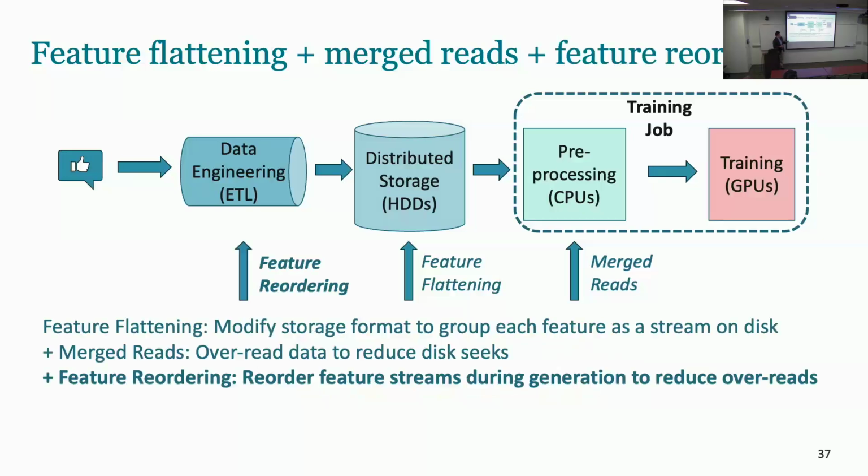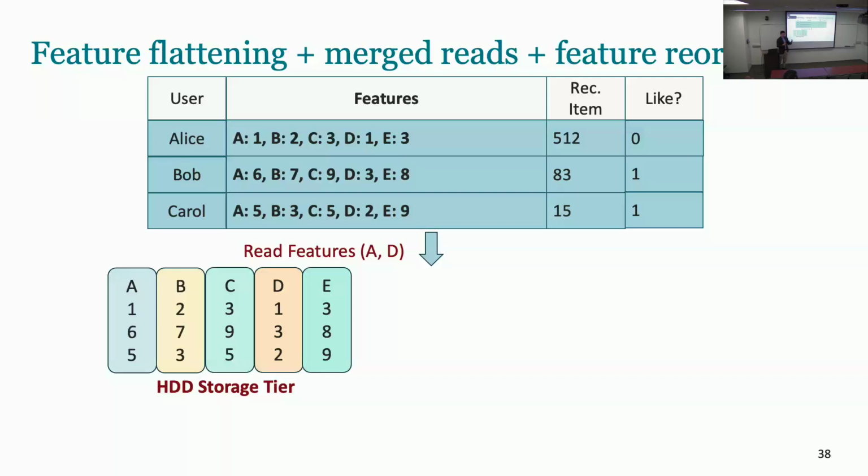If you bear with me for one more technique here, a third technique called feature reordering, applied when we actually generate these data sets. This feature reordering optimization takes the insight that you can do offline data analytics to figure out which features these training jobs like to read together. So we can run analytics jobs over all these training jobs to figure out how these training jobs like to batch features together. And so let's suppose that we know from this analysis that A and D are commonly read together.